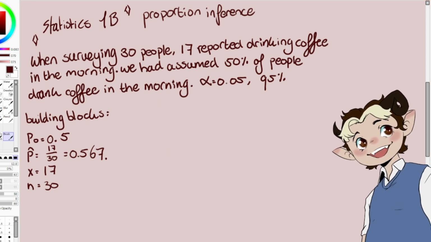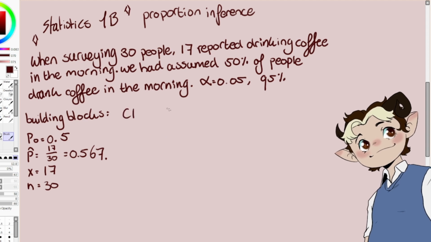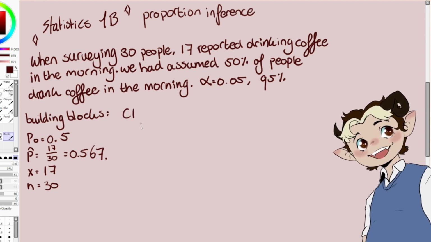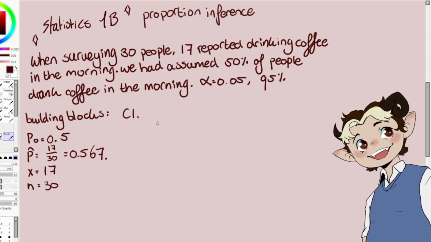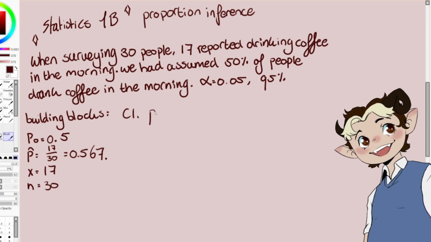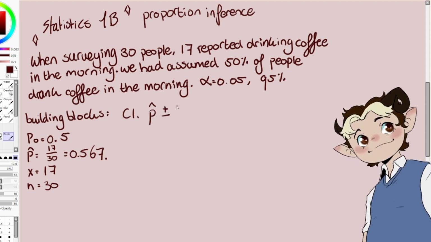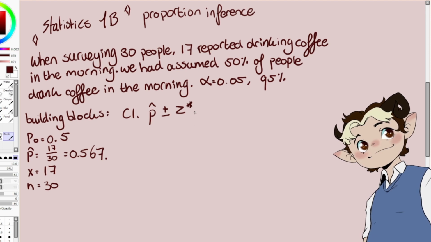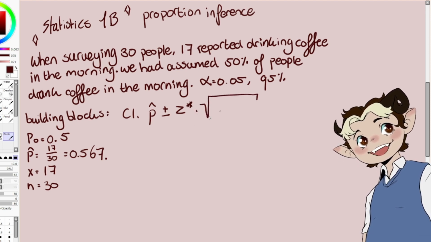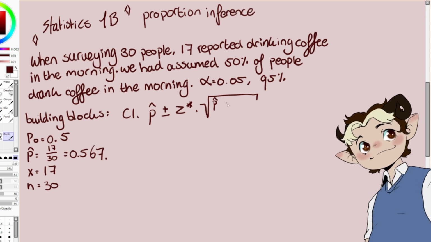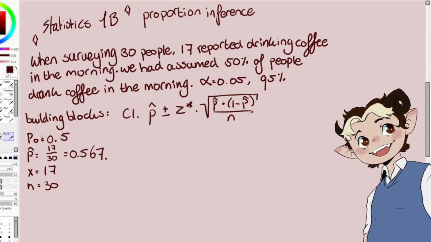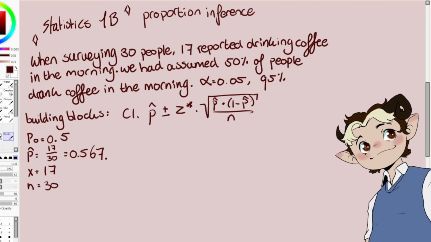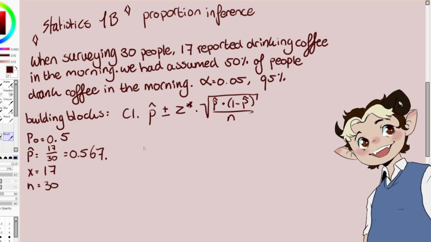Now let's do our confidence interval because it's slightly different. So we still use the same building blocks, still keep those. So now let's first look at our formula, which was p hat plus minus z times the square root of p hat times 1 minus p hat divided by n. So instead of using our null, we use our p hat again.